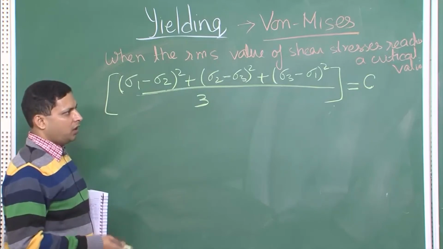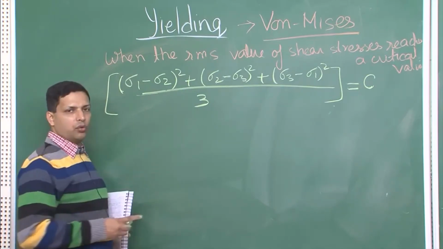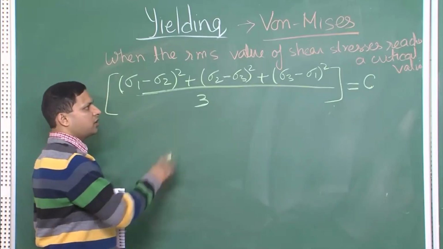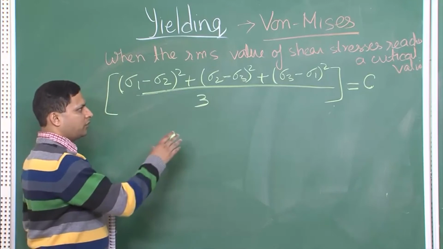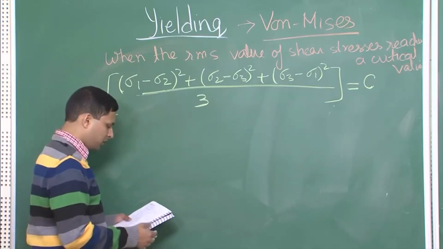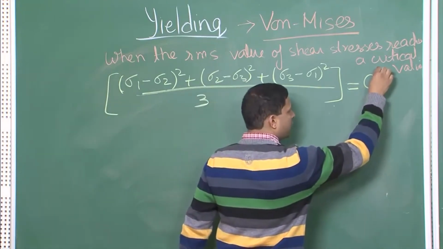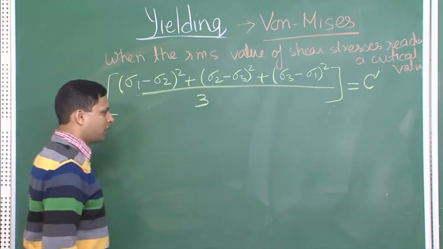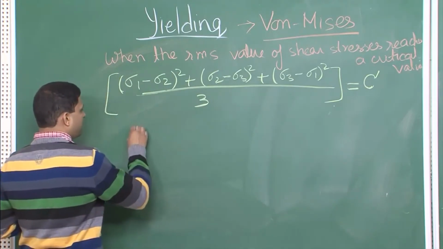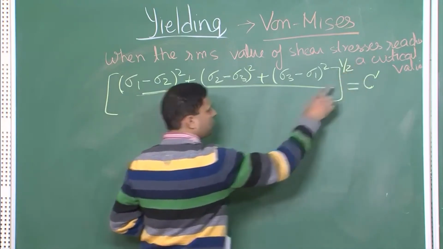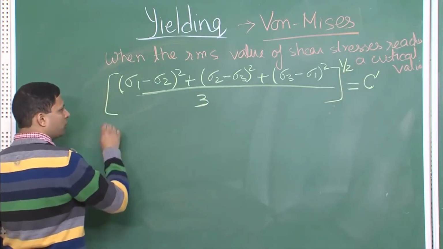In the Tresca, it is concerned with only one kind of shear stress, which is the largest shear stress, because we are looking at sigma 1 minus sigma 3. But in von Mises, we are saying that all the shear stresses make a difference, and we have formulated the relation based on that. Now, let me for now put this C not as C but as C prime, and there is a reason behind it. Okay, I have forgotten this 1 by 2 sign, because it is root mean square. So, this is under root, everything.